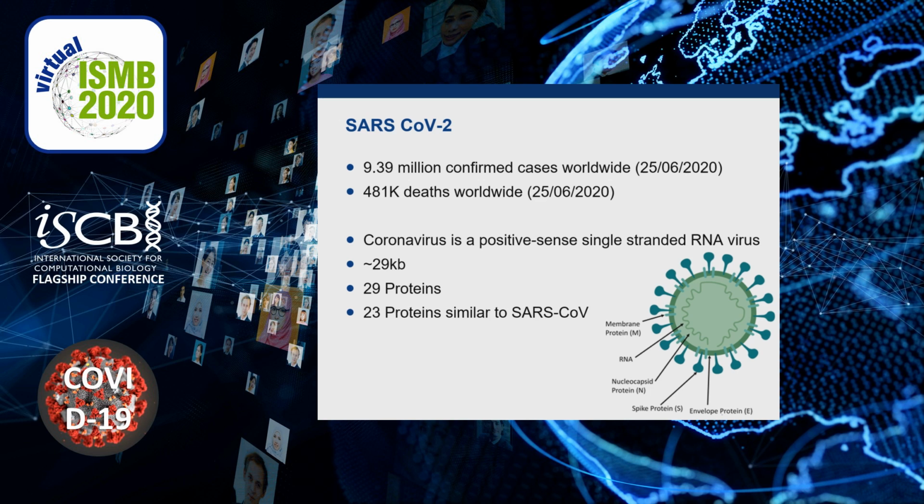So the proteins which make up SARS-CoV-2, of the 29 of them, there are 16 non-structural proteins, some accessory proteins, and some structural proteins which are shown in the figure on the right-hand side. So the envelope protein, the spike protein, which is involved in mediating virus cell entry by binding to the ACE2 receptor, the nucleic acid protein, and the membrane protein.